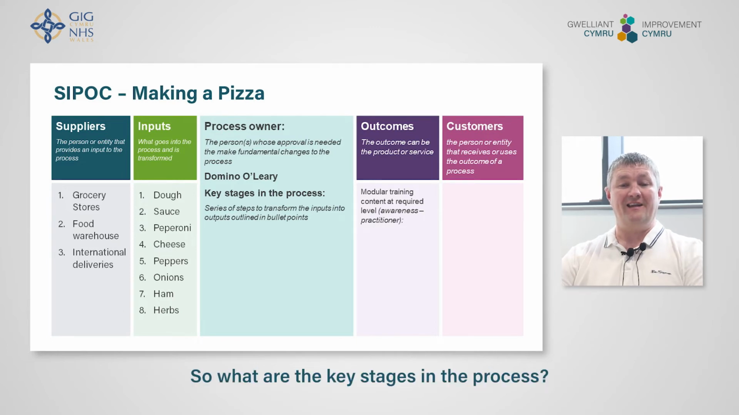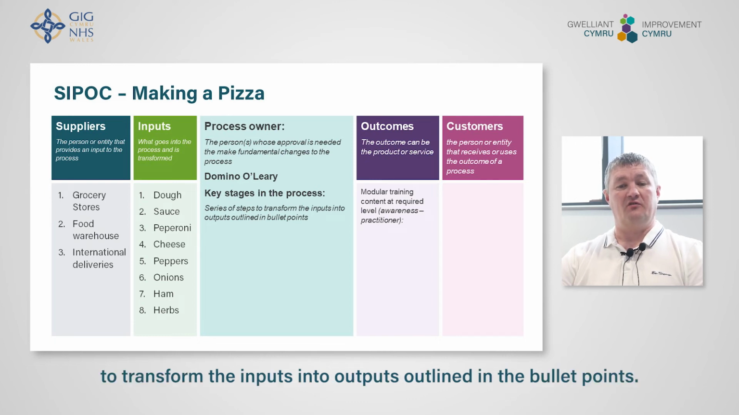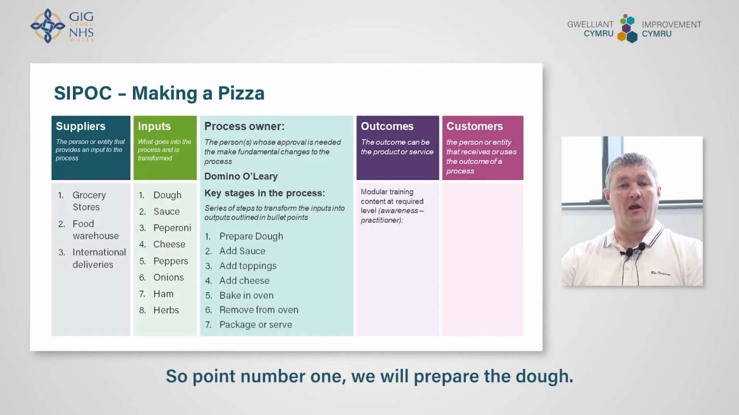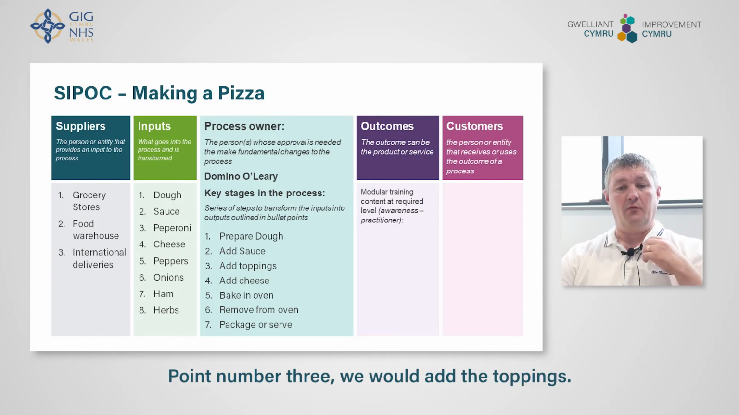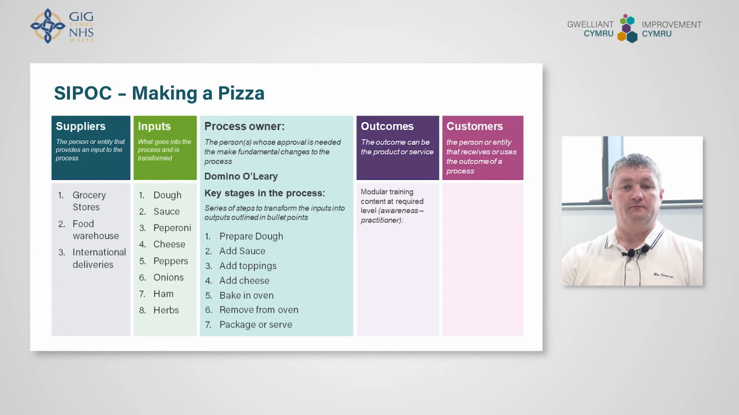So what are the key stages in the process? So there needs to be a series of steps to transform the inputs into outputs outlined in the bullet points. So point number 1, we would prepare the dough. Point number 2, we would add the sauces. Point number 3, we would add the toppings. Point number 4, we would add the cheese. Point number 5, we would bake in the oven. Point number 6, we would remove from the oven. And the last point then, we would actually package and serve to the customer.